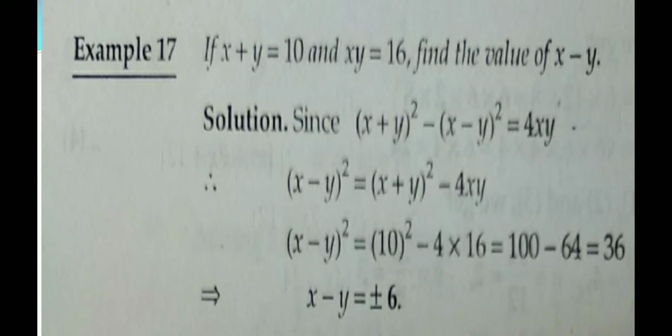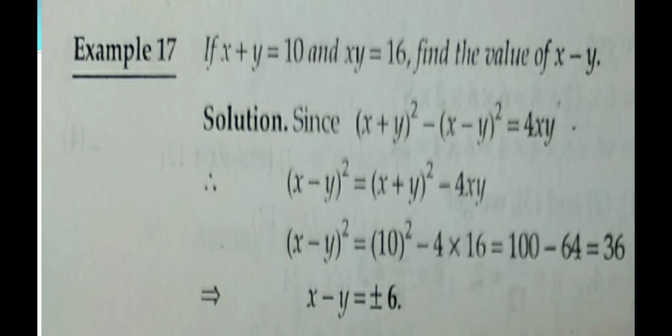(x minus y) whole square equals 10 square, because the x plus y value is given as 10. So 10 square minus 4 into the xy value, which is 16. So 10 square minus 4 into 16. 100 minus 64, because 4 into 16 is 64. 100 minus 64 is 36. So (x minus y) whole square is 36.